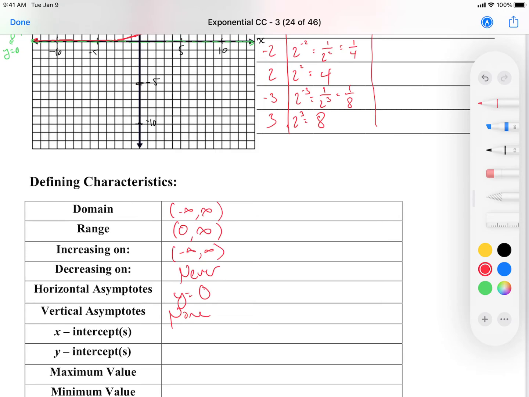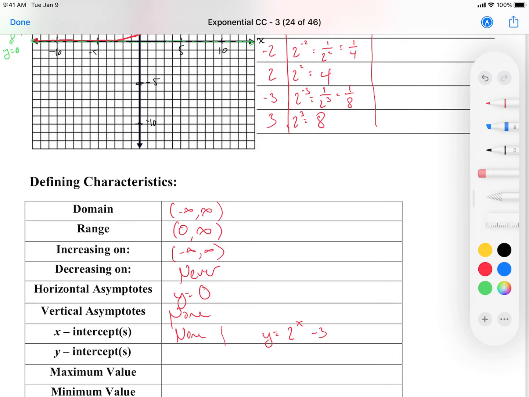X-intercept. In this case, we have none. But let's think about what happens if we transform this and shift it up or down. For our function y equals 2 to the x, let's go minus 3. If I had something like that, how could I find the x-intercept?